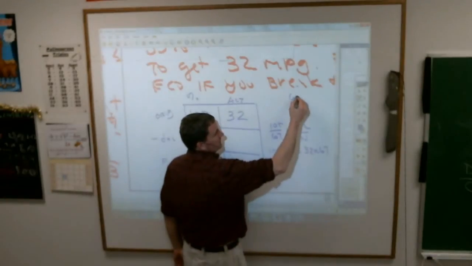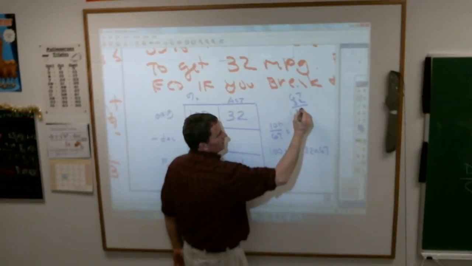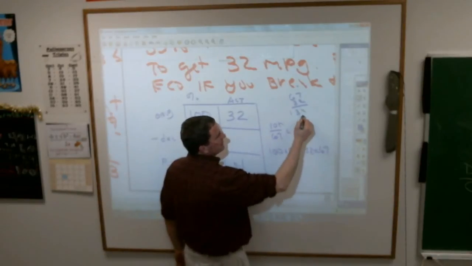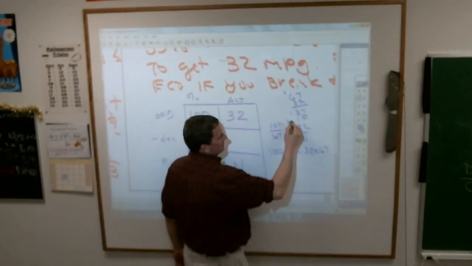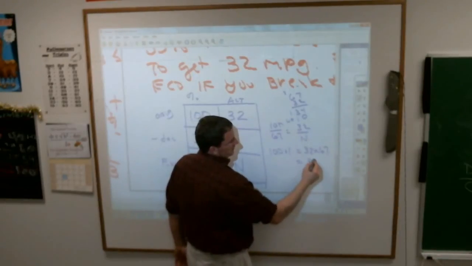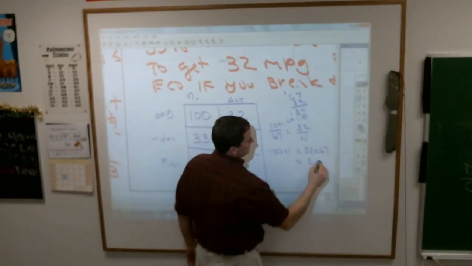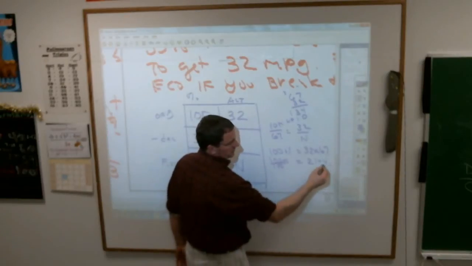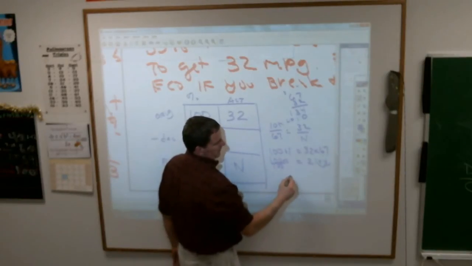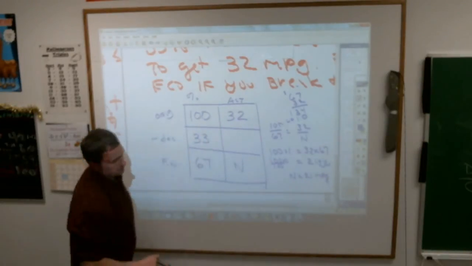If you take 67 times 32, what is that? 2144. Then 100 times n equals that, so you just divide by 100, which just means you move the decimal back 2 places. See, that was really easy. So n would be about 21 mpg, miles per gallon.